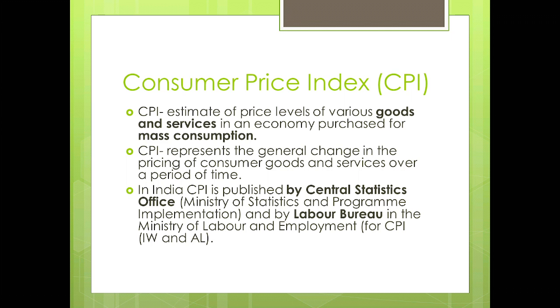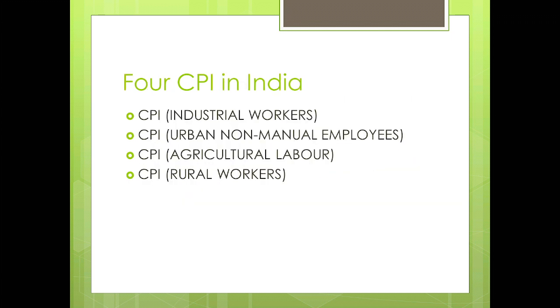Now, which authority in India publishes CPI? It is the Central Statistics Office under the Ministry of Statistics and Program Implementation, and the Labour Bureau, which is under the Ministry of Labour and Employment. Now, how can there be two authorities publishing CPI? It's because in our country we have four sets of CPI. One is for industrial workers, the second is for urban non-manual employees, the third is for agricultural labor, and the last is for rural workers.